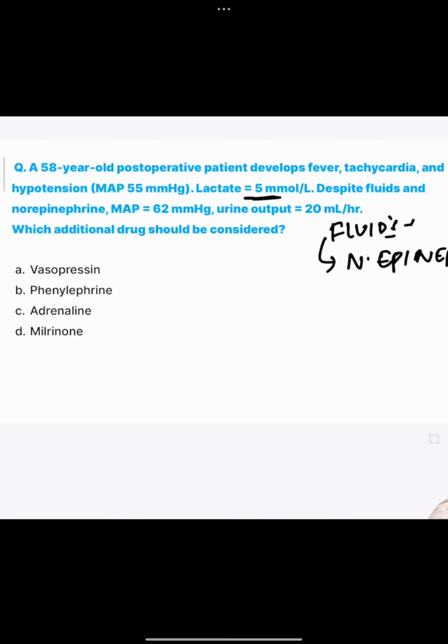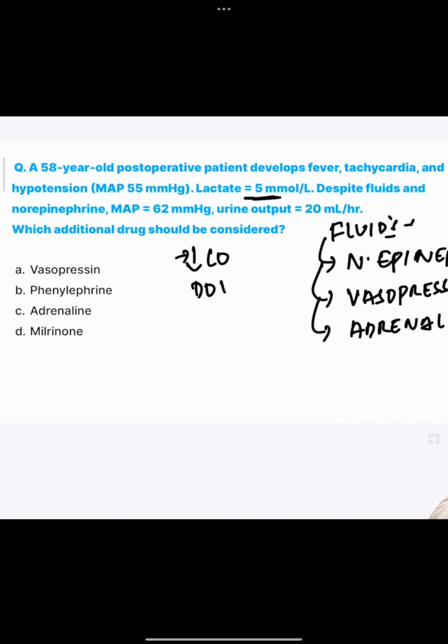Okay, after starting norepinephrine also, still the patient's BP is not improving. Then what will you do? Then you will start vasopressin. Okay, vasopressin, that is, with norepinephrine you add an infusion of vasopressin. Still not improving, then you add adrenaline. But if the patient's cardiac output seems to be low, guys, then you can also add dobutamine. And you can also give the patient injection of hydrocortisone.